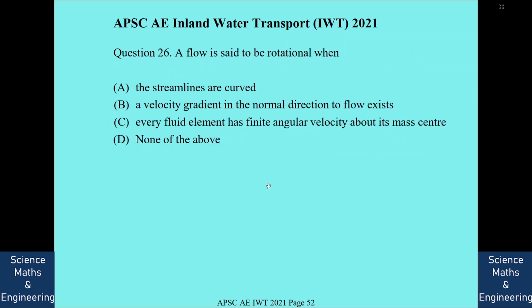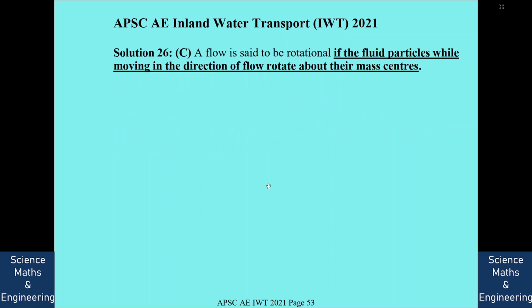So next question. A flow is said to be rotational when A, the streamlines are curved, B, a velocity gradient in the normal direction of flow exists, C, every fluid element has finite angular velocity about its mass center, or D, none of the above. So the answer is, a flow is said to be rotational if the fluid particles, while moving in the direction of flow, rotate about their mass centers.